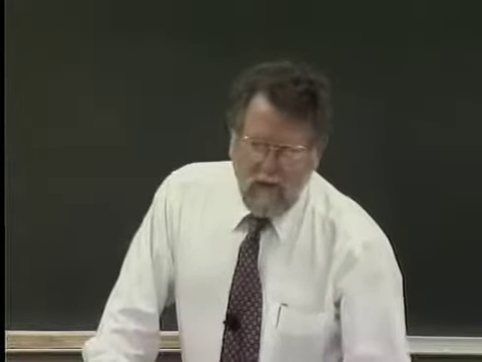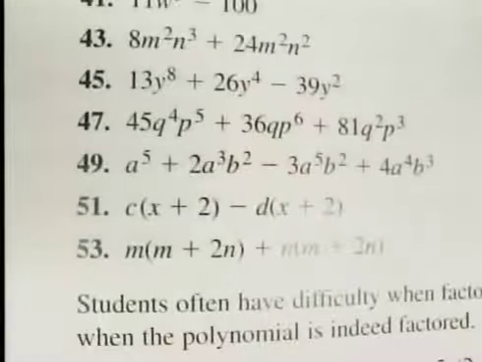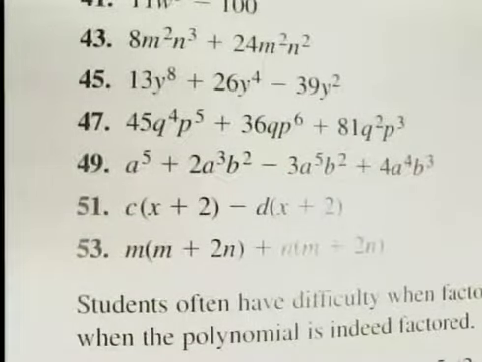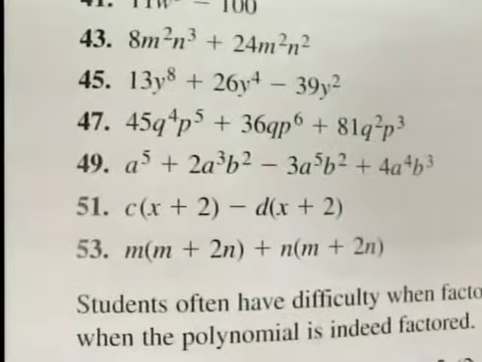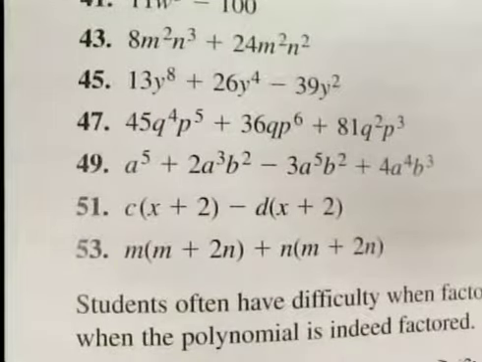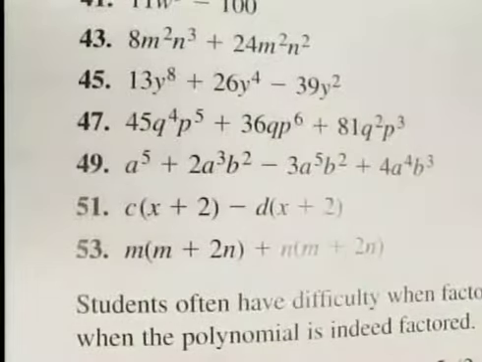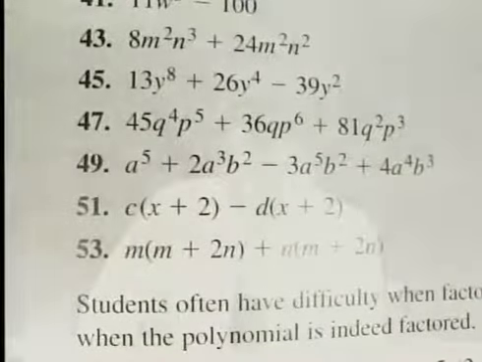Contrary to that, 51, just one more problem right below it, has an x plus 2 that is a factor in each term. So we're looking at what is the same in each term. If I remove the x plus 2, a kind of reverse form of the distributive property, you're left with c minus d. And so you will have x plus 2 on the outside and c minus d left inside.